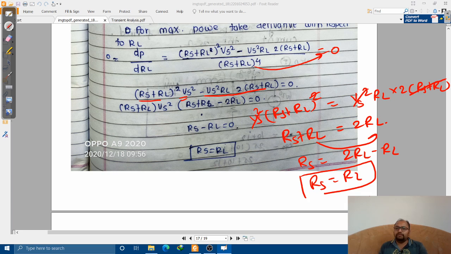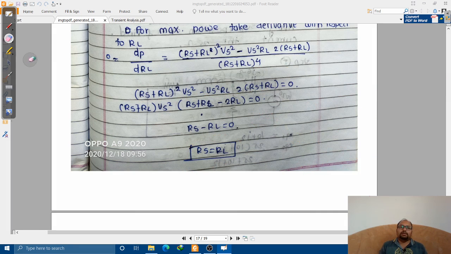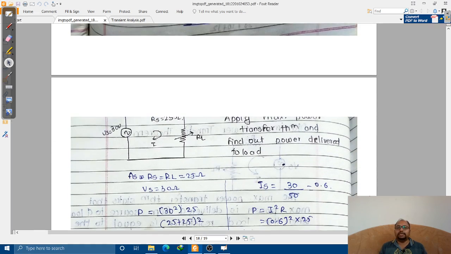This is the condition of resonance. Sorry, not resonance. This is the condition of maximum power delivered. Maximum power transfer or delivered. Okay, fine. So remember this condition for the maximum power to be delivered to the load. You will require this theorem in case of your antenna and wave propagation. Okay, that will be in the next year.